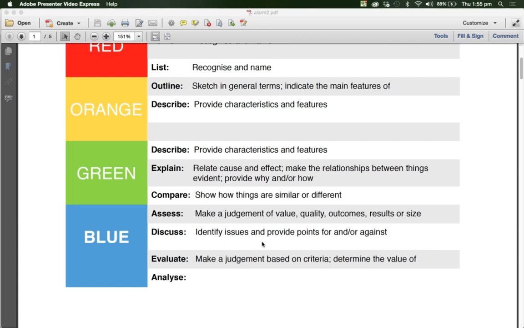And when you get to the blue point, now we're really talking about a complex answer. So assess, discuss, evaluate, analyse, all of those things appear there. Yep? What do we have to do for an analyse question? Well, we'll get to those ones. I just noticed it's missing there, but I'll make sure it goes in.